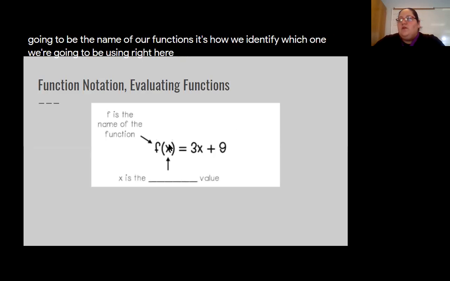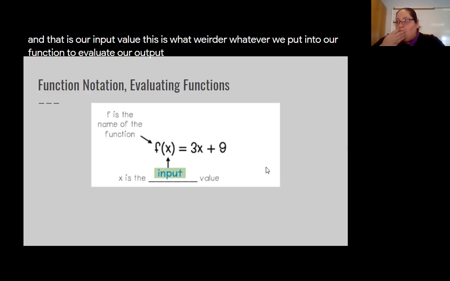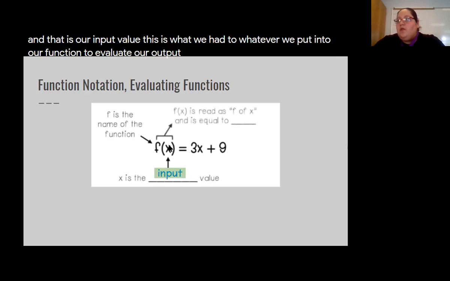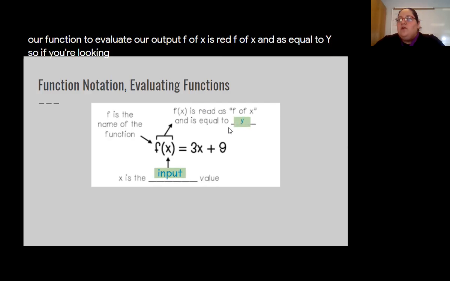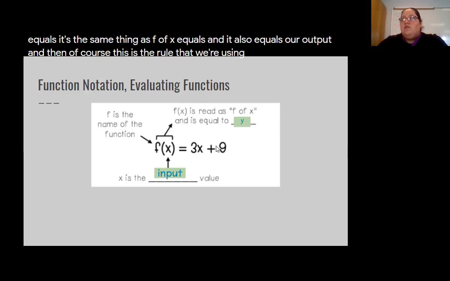Right here, this variable inside is going to be x, and that is our input value. This is whatever we put into our function to evaluate our output. f of x is read "f of x" and is equal to y. So if you're looking in your calculator and you're trying to put this in, you may see y equals, it's the same thing as f of x equals, and it also equals our output. And then of course, this is the rule that we're using for the function.